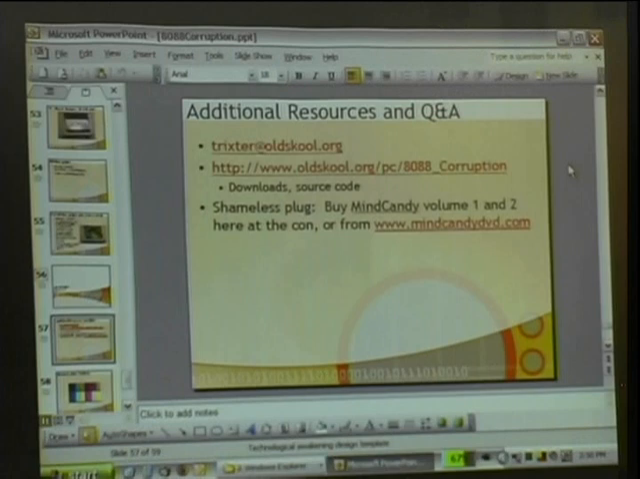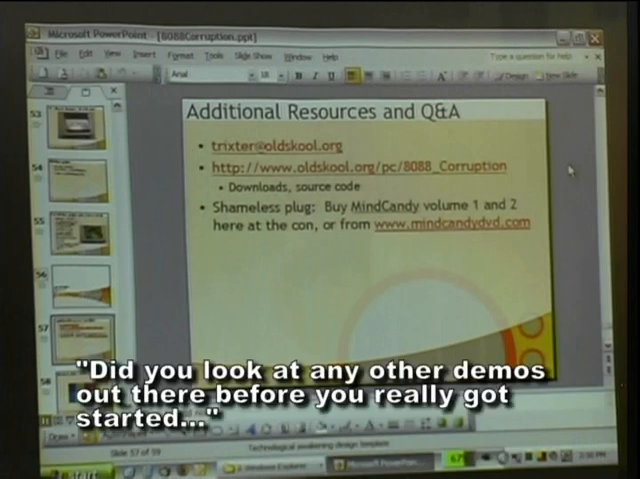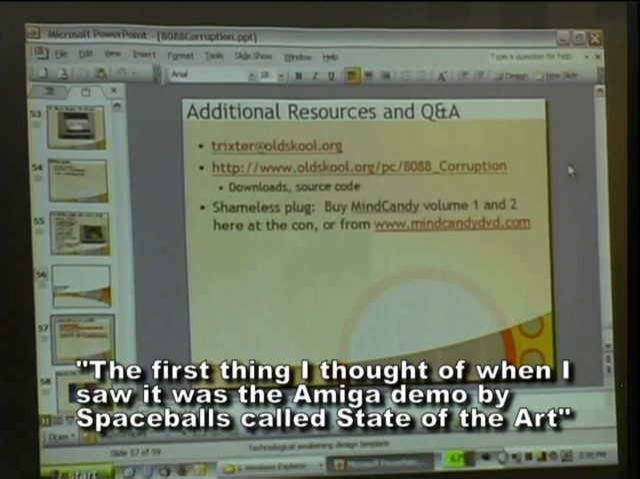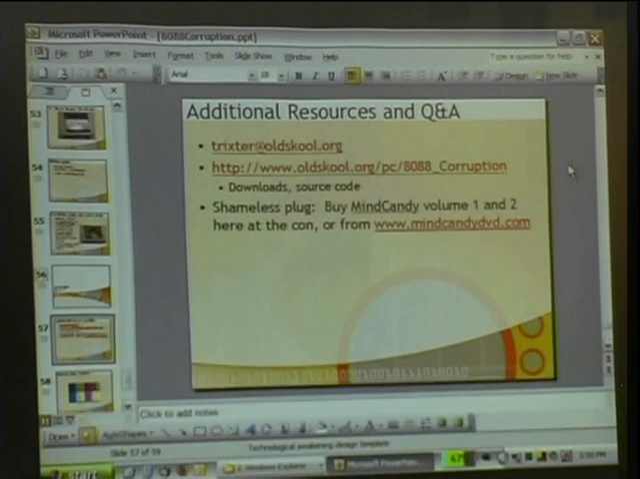So, before we go, are there any questions? Yes? Did you look at any other demos out there before you really got started that did essentially something like this? The first thing I thought was especially the girl dancing would be on the Amiga, a Spaceball kind of thing. Well, that was certainly an inspiration. Probably a better question was, did I look at any text mode demos or something like that?